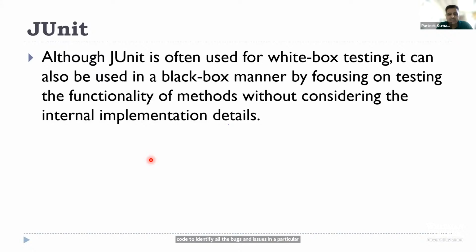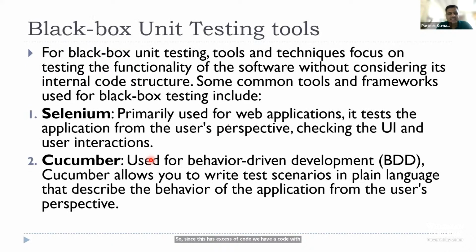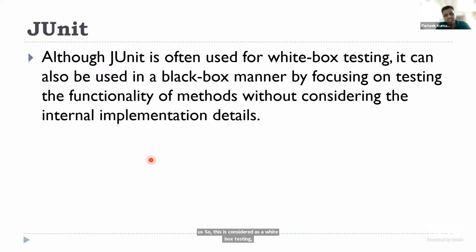Since we have access to the code, this is considered white box testing, but of course we can also use this as black box testing. JUnit is a white box testing technique because I have Java code, and based on that Java code, I will be testing my code. Since JUnit is white box testing, now the question is, what are black box testing techniques?